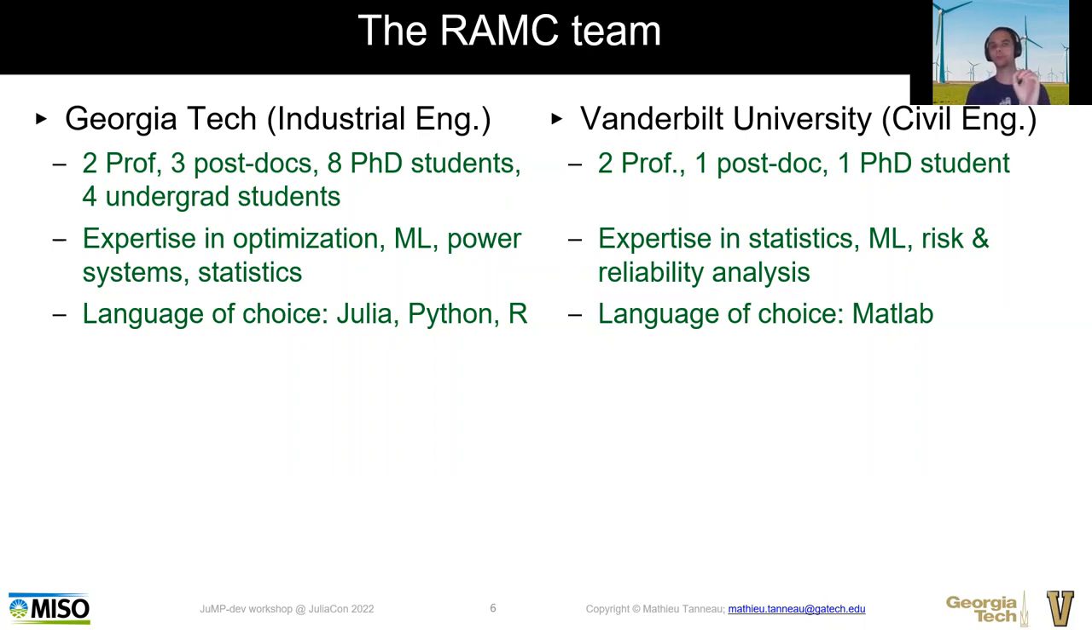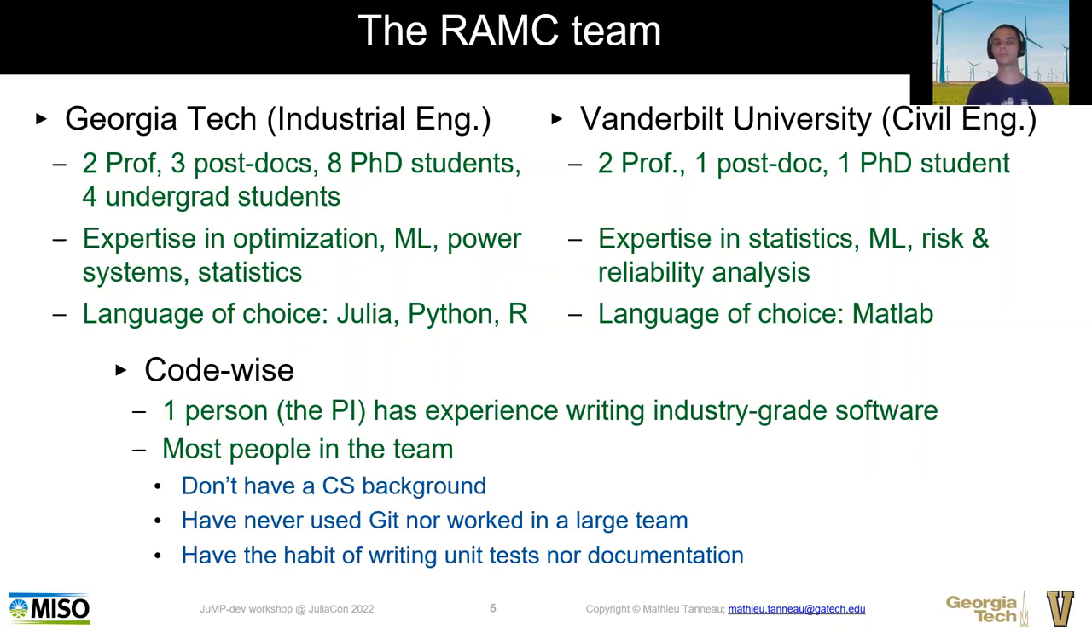When you look at things from a very coding perspective, a few things are interesting to say. The first one is that there was only one person in the group, the principal investigator, who had experience writing industry-grade software. If you look at the rest of the team, most people don't even have a CS background, and those who do may not have a software engineering background. Most people have never used Git, they've never worked in a large team on a large code base, and very few people have the habit of writing unit tests or documentation.